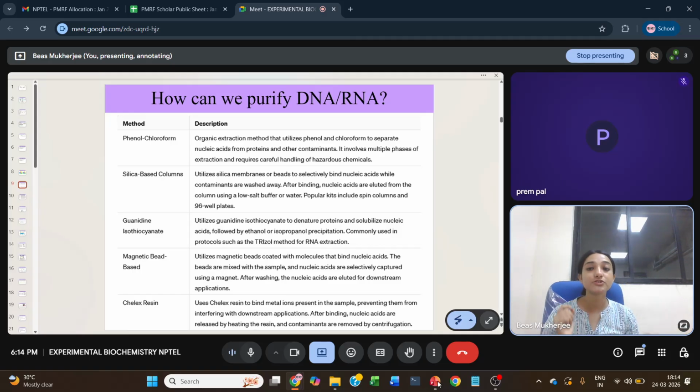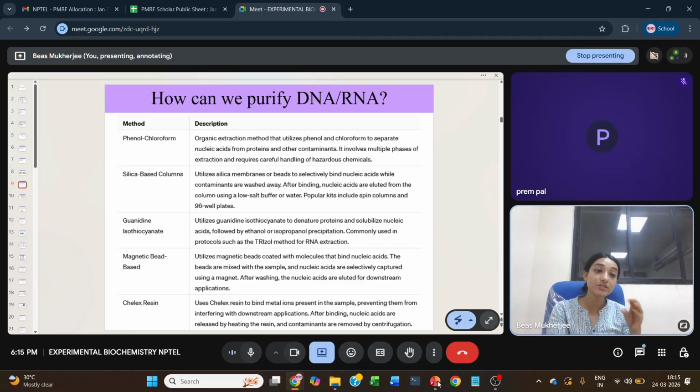Now, different silica membranes or beads are used for selectively binding to nucleic acid while contaminants are washed away. After binding, the nucleic acids are eluted from the column using a low salt buffer or water. Popular kits include spin columns and 96 well plates. So very tiny spin columns are there in the kits and they are all silica columns. Then you have guanidine isothiocyanate.